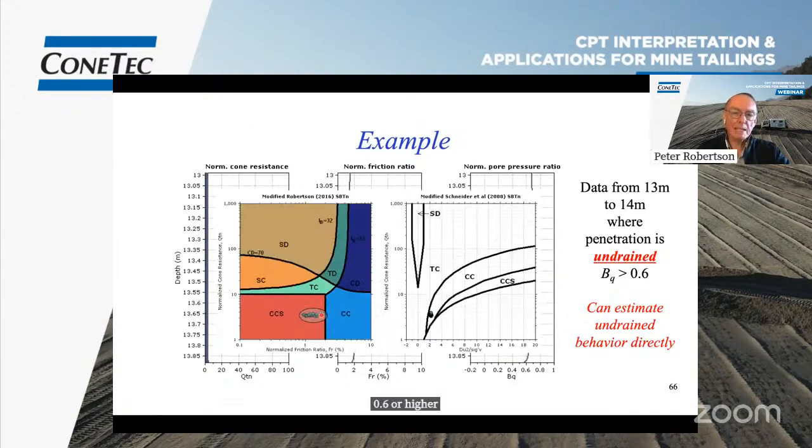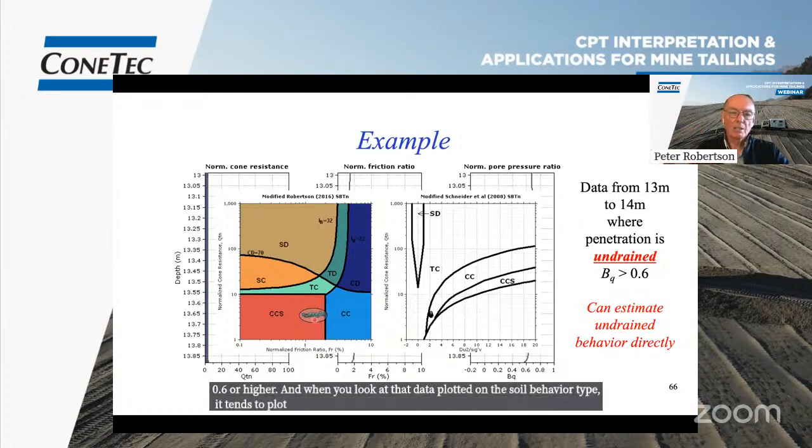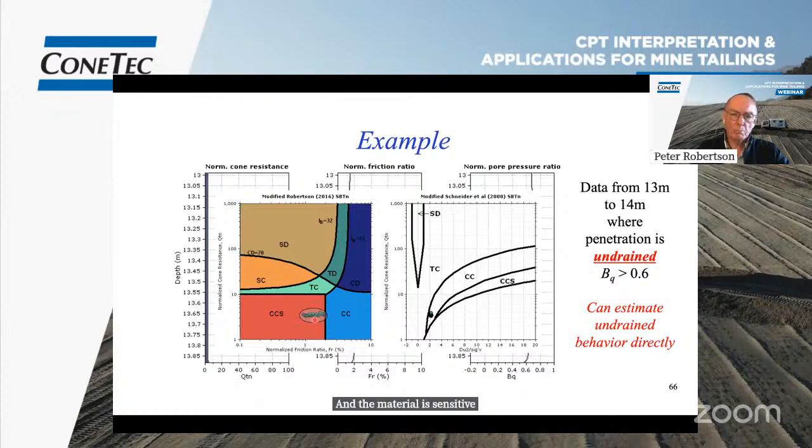And when you look at that data plotted on the soil behavior type, it tends to plot as a nice little area showing, yes, it's undrained and the material is sensitive, and you can make pretty good estimates of the undrained strength. Once you've identified this is the grain that I know is undrained, you don't need to bother with state parameter really.